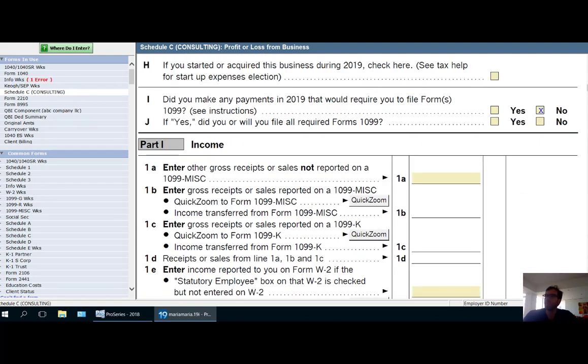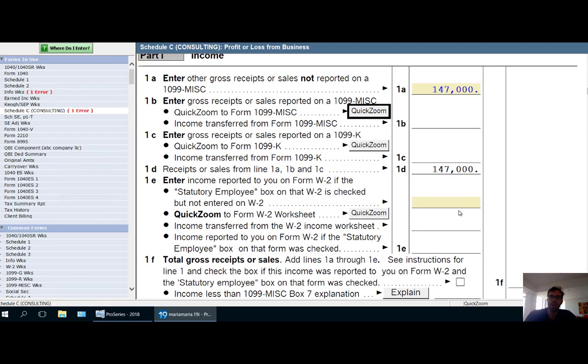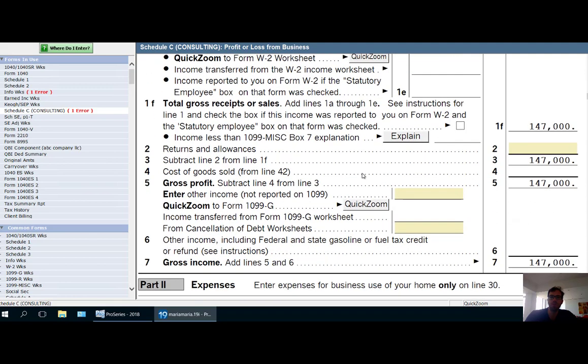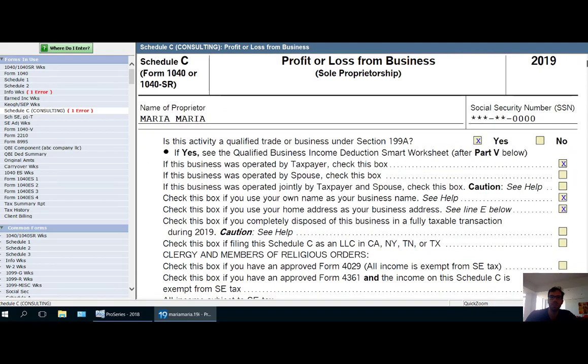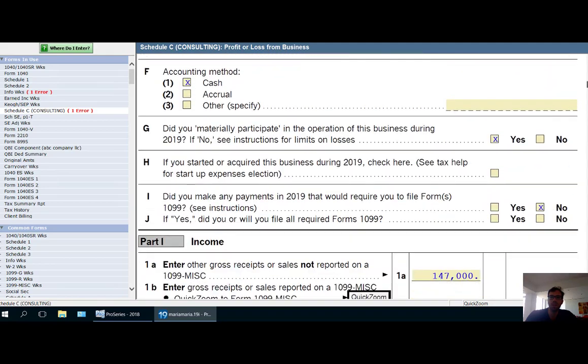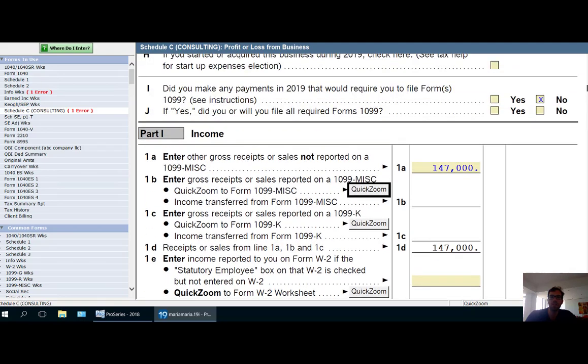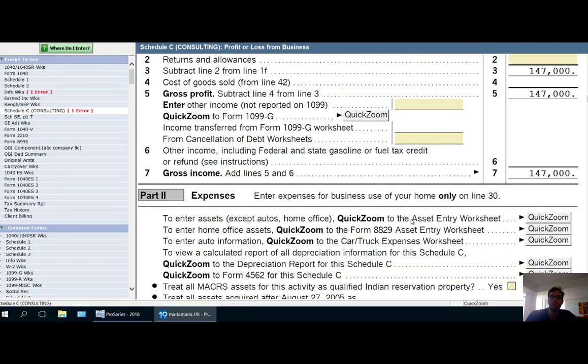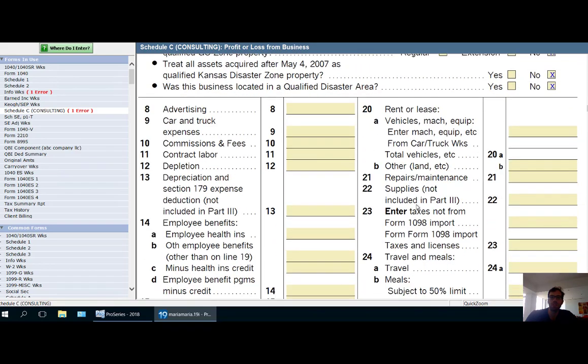So the first thing we do is enter the gross income. The gross income, as I showed you before, was $147,000, and the cost of goods sold goes right here. Cost of goods sold. So remember, this is the Schedule C. It's basically a profit and loss of your business. You start with income, cost of goods sold, gross profit, and then all your other expenses down here.